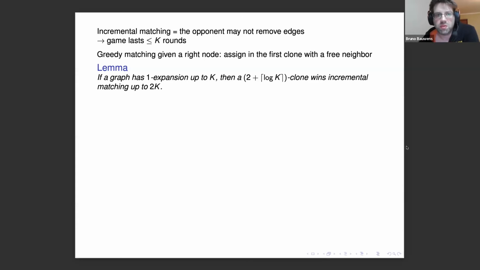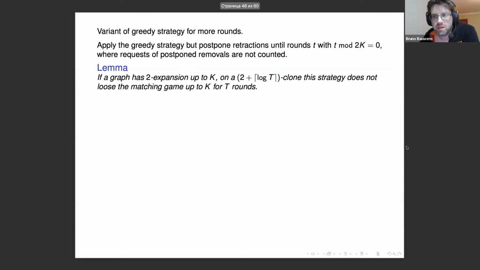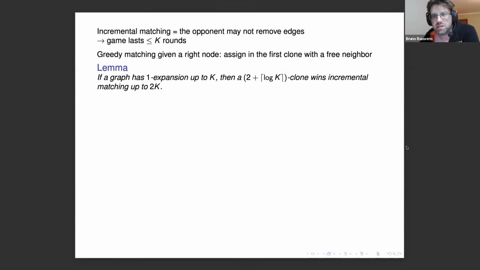So now we want to prove this lemma. Oh, no, sorry, just keep it. Then I will prove the next lemma, and then I will go to the second application, and then the seminar is finished.